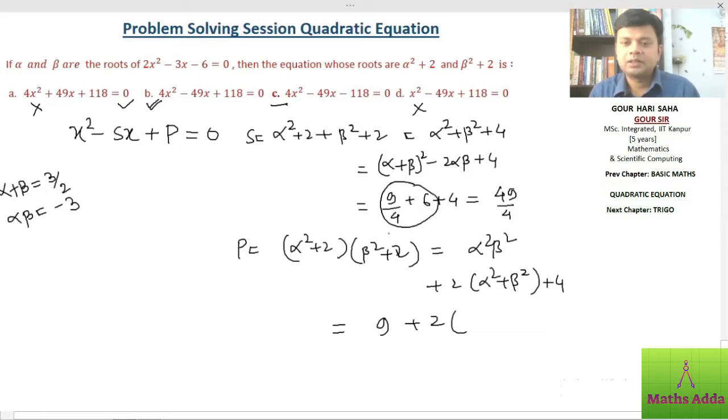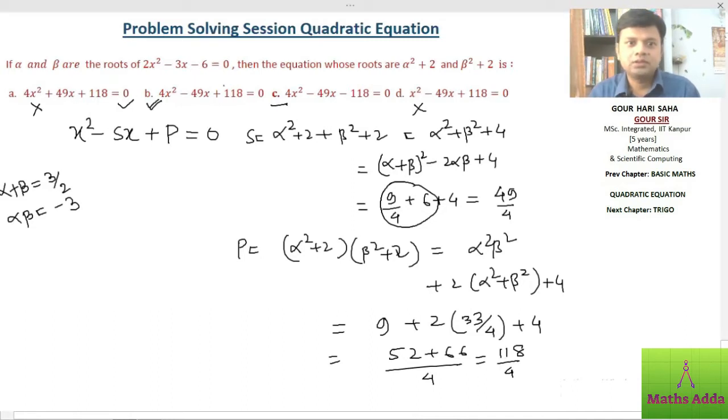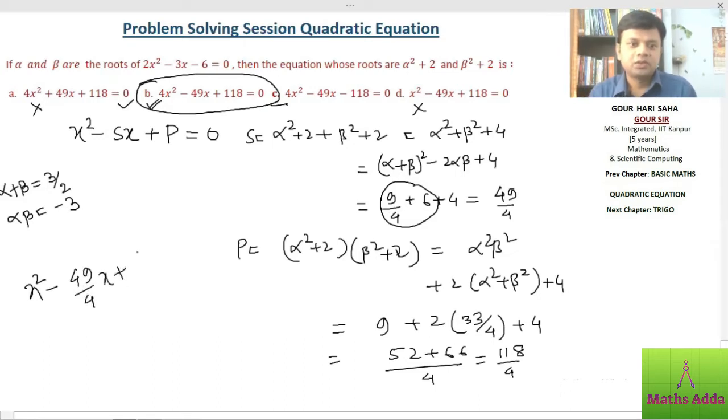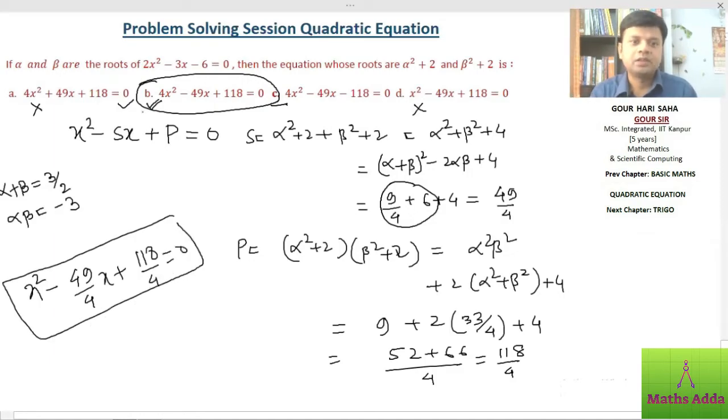This term, right? 33 by 4 plus 4. So it is 30 into 52 plus 66 by 4. So it is 8 and this is 118 by 4. So the product is 118 by 4. This means this is your answer. Second, how? It is x square minus sum, that is 49 by 4x, plus 118 by 4 equal to 0. This is your answer, which you simplify, it gives you B.